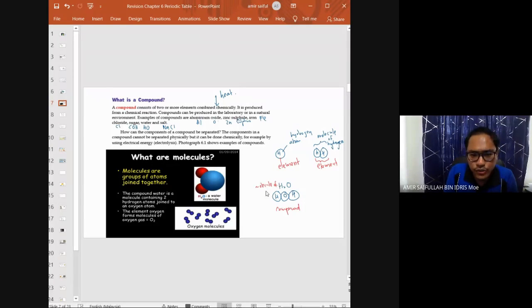Molecule and atom refer to the quantity, bilangan. So kalau dia ada satu saja, dia atom. Kalau dia ada banyak atom combine together, bilangan dia banyak, it is molecule. Elemen pula ialah jenis, bukan merujuk kepada bilangan. Elemen merujuk kepada jenis. Kalau dia ada satu jenis sahaja, dia elemen. Kalau dia ada banyak jenis yang combine chemically together, dia adalah compound.